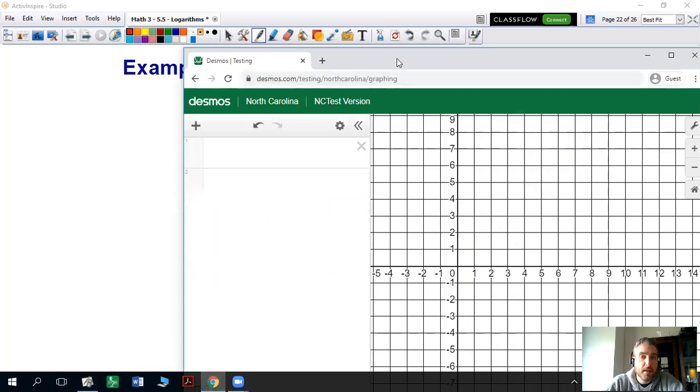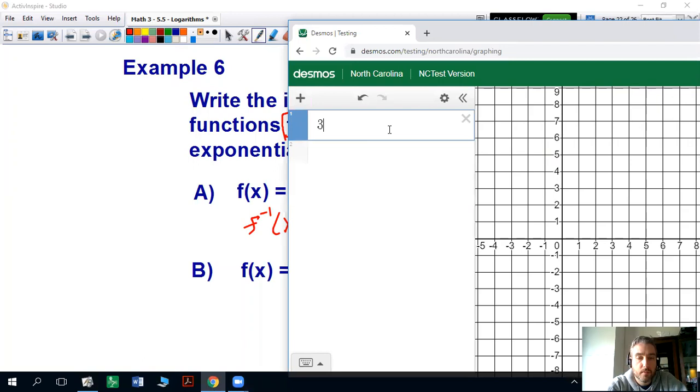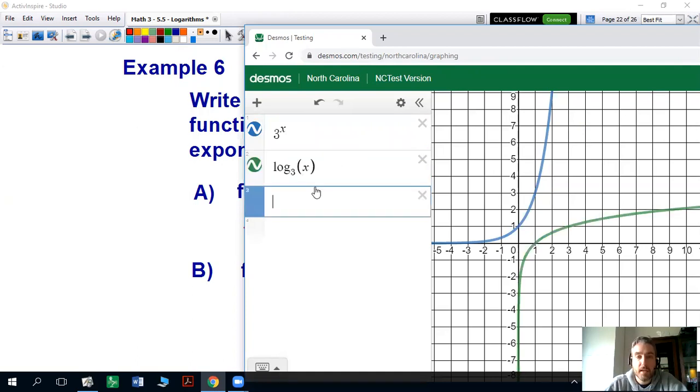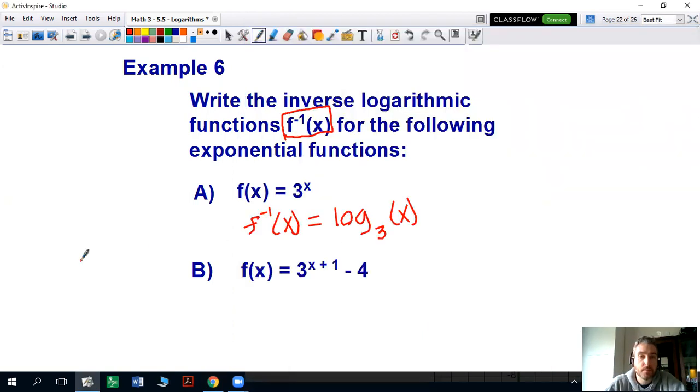So if I did 3 to the x power and log base 3 of x, and put y equals x for good measure so you can see that relationship, those are reflected over that line. So we're good on that one. Try this one.